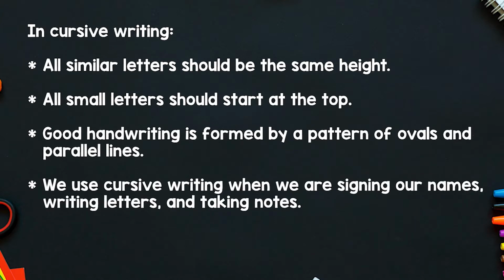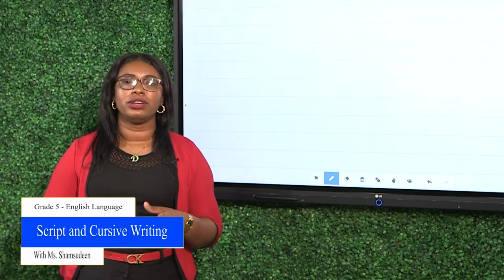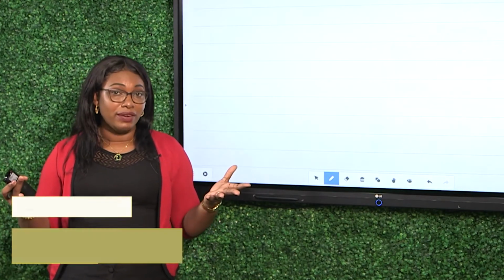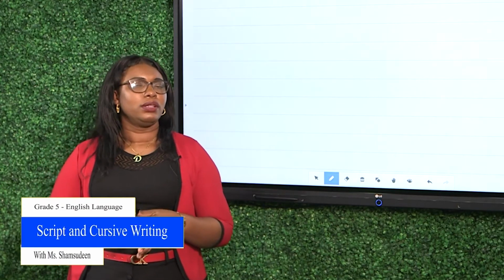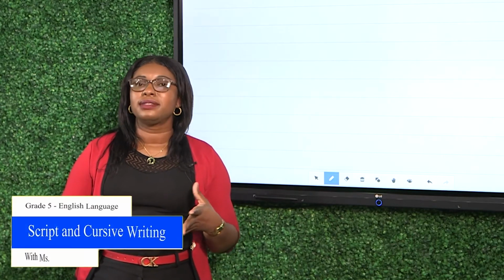Now, we use cursive writing mainly when we are putting our signature at the end of a letter or on a form, at the end of a form. Now, one thing you must know is that the signature of each individual is quite unique. Now, do you have a signature? Well, some persons might not, but it's good for you to practice writing in cursive and to ensure that you have your signature.